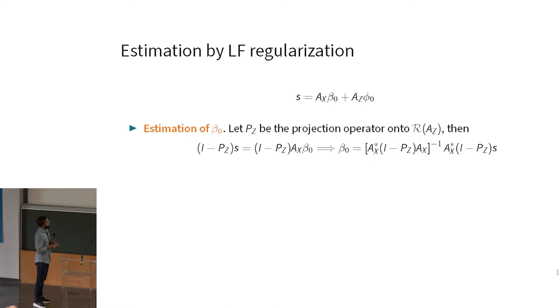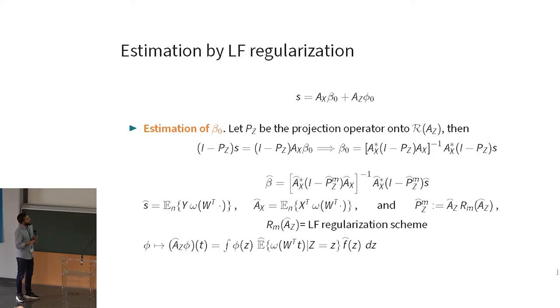It's going to take the following form, where the S hat is just the empirical mean of Y multiplied by omega, and Ax hat is just the empirical mean of X multiplied by omega. And here we estimate this projection operator by applying A hat Z to the Landweber-Fridman regularization scheme. The A hat Z in particular is estimated by applying a kernel estimation of these two objects. Here we do a kernel estimation of the density of the Z, and here we do a kernel estimation of this object here. As we can see, we just have to select a single bandwidth for Z, not a bandwidth for the W as well.